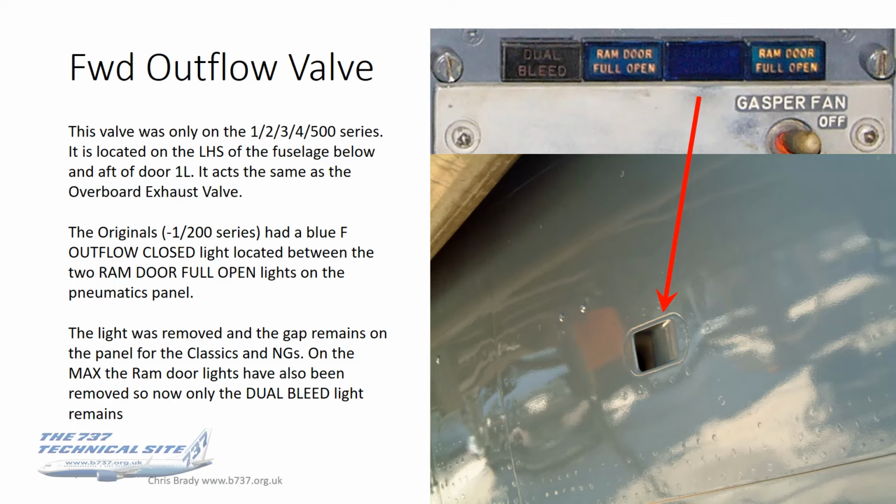Interestingly, the ram door full open lights have now also gone on the Max, so the only surviving light from the originals to the Max is the dual bleed light. And as a further point of trivia, the dual bleed light was not there on the very original specification of the 737. It was just the 3 lights to the right. So there's been quite a lot of evolution on those 4 lights, but there we go.